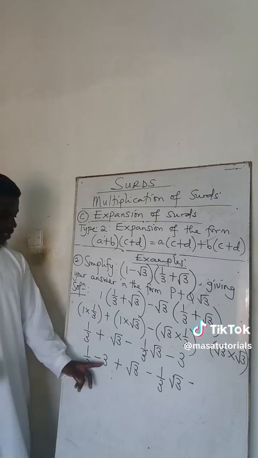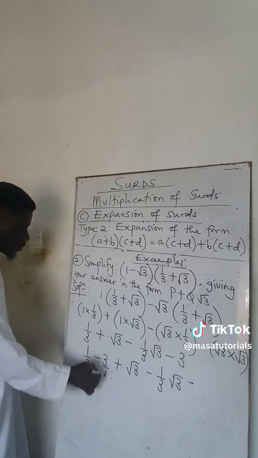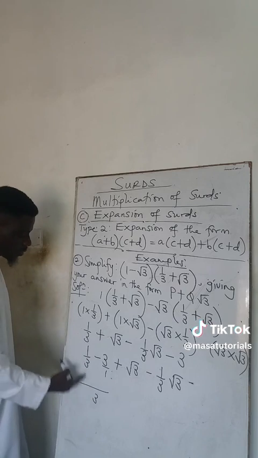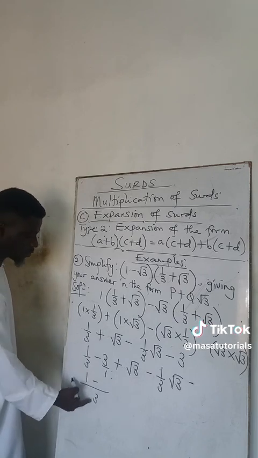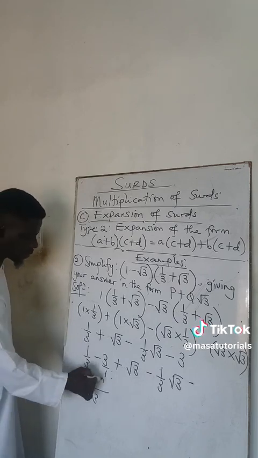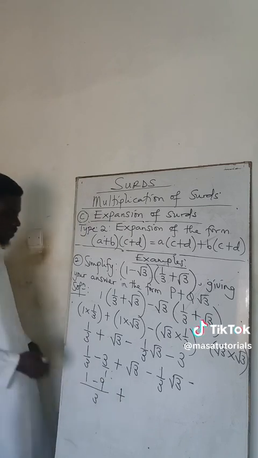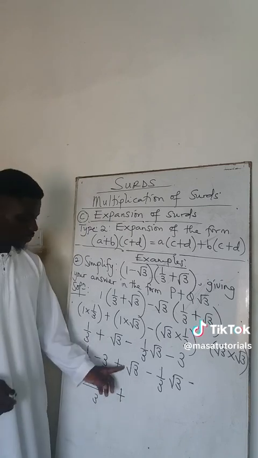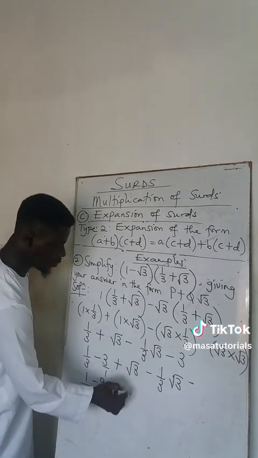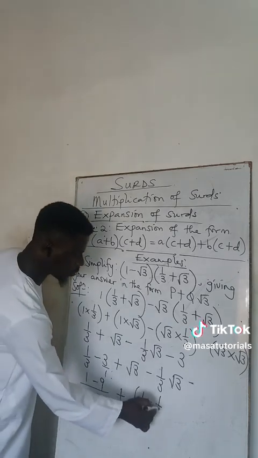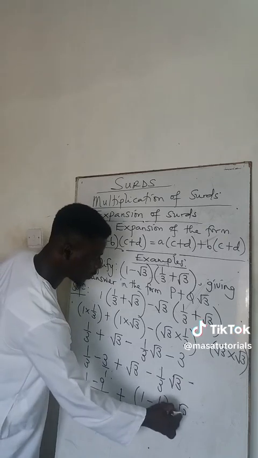Now 1 over 3 minus 3. This one is over 1. LCM 3. 3 will go into 3, 1. 1 times 1, 1. Minus 1 will go into 3, 3. 3 times 3, 9. Plus, check here. The coefficient here is 1. This one is negative 1 over 3. So it is 1 minus 1 over 3. Then square root of 3.